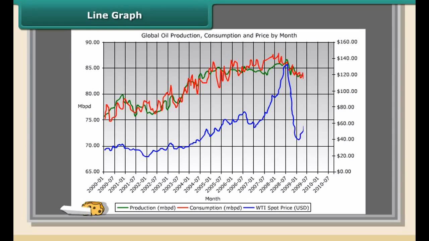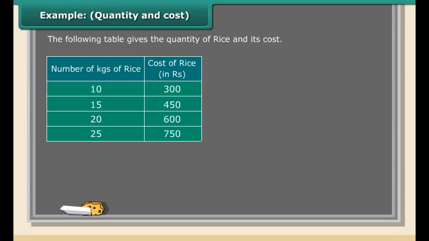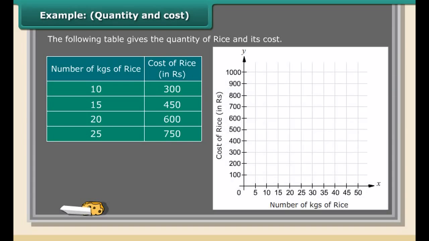This means that one quantity affects another. The petrol bill depends upon the quantity of petrol consumed. We say that the quantity of petrol is the independent variable and the amount of the petrol bill is the dependent variable. The relation between such variables can be shown through a graph.